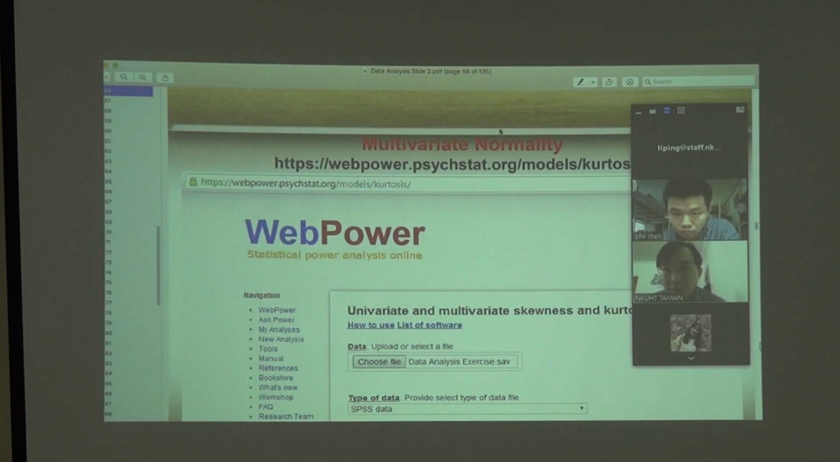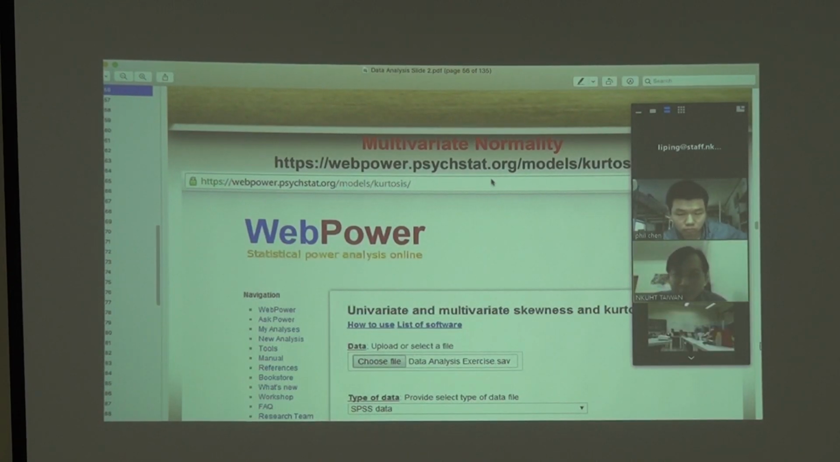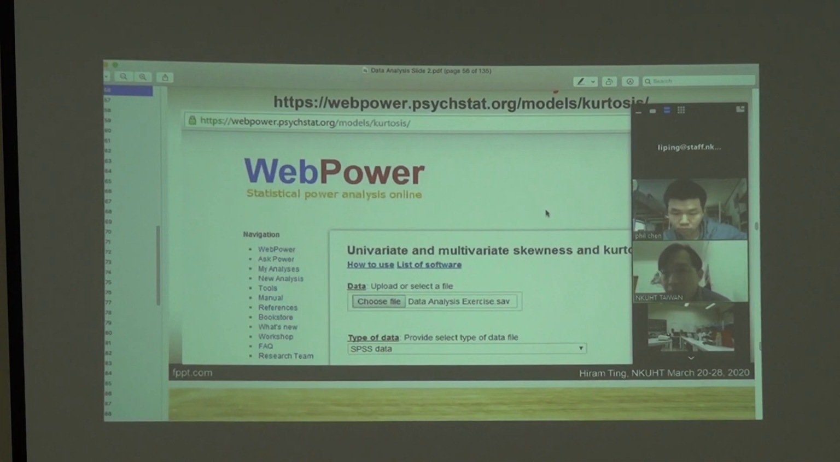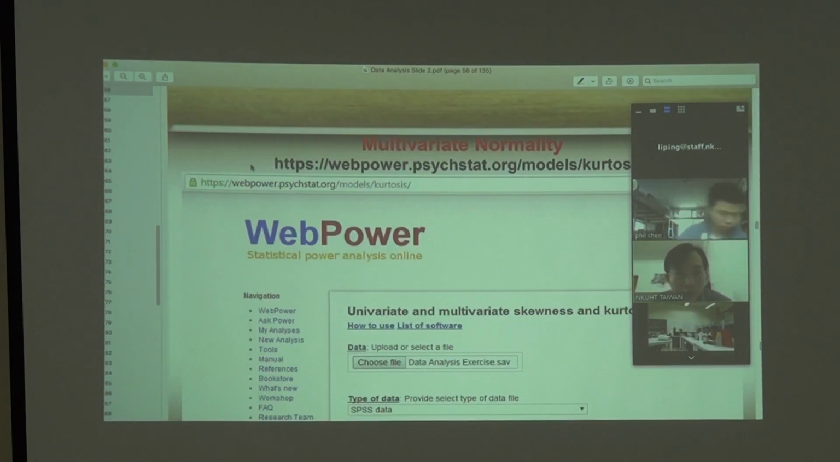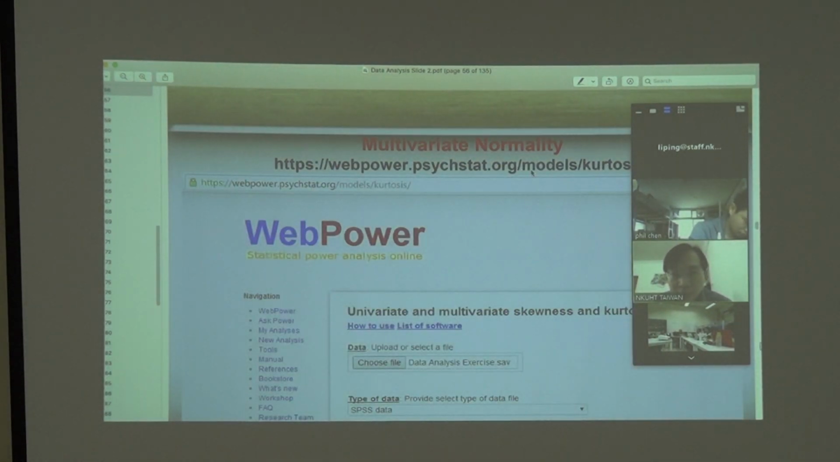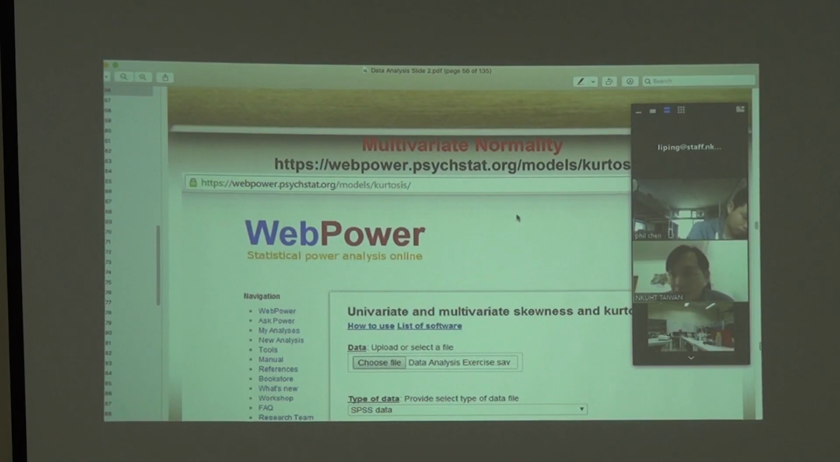Now, since most of you, maybe all of you, will be using regression, this is a very good and very user-friendly online calculator to check your multivariate normality. I will try to show you how it is done.